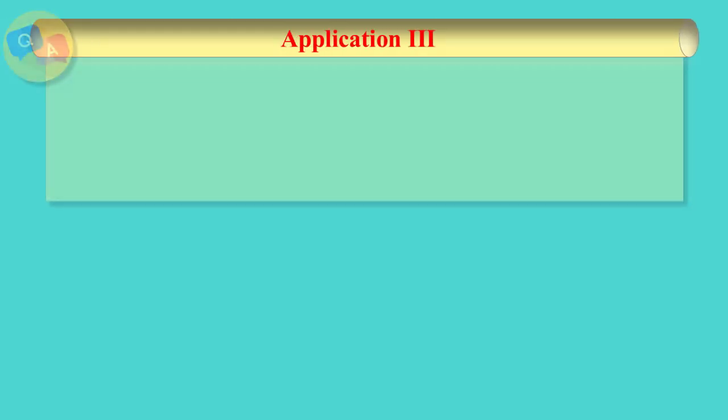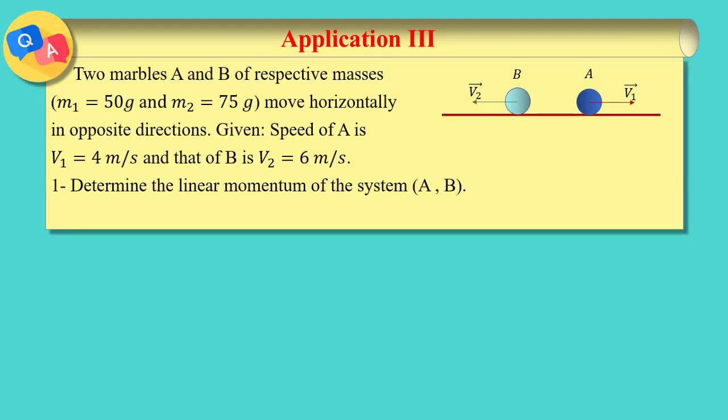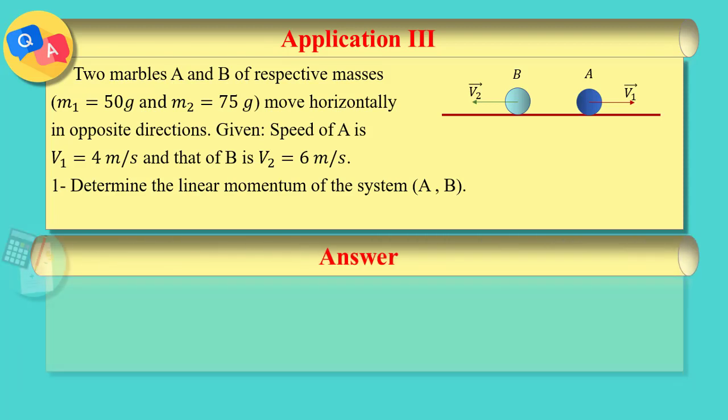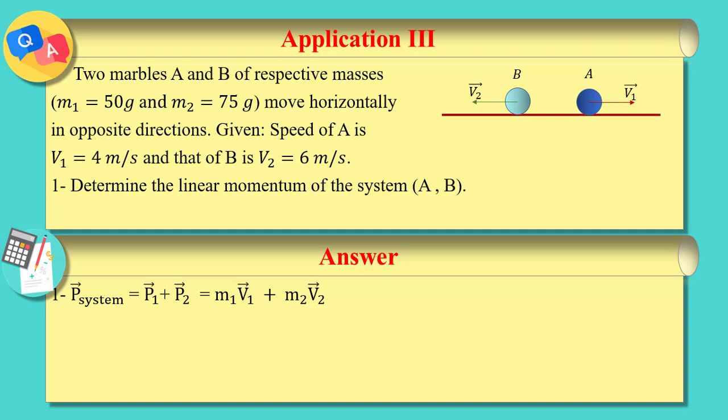As an application, consider two marbles A and B of respective masses 50 grams and 75 grams that move horizontally in opposite directions. Given the speed of A as 4 meters per second and of B as 6 meters per second, determine the linear momentum of system A, B. We are dealing with a system of two particles, 1 and 2. So P vector of the system is P1 vector plus P2 vector. So write the expression of each one: m1 v1 vector plus m2 v2 vector.